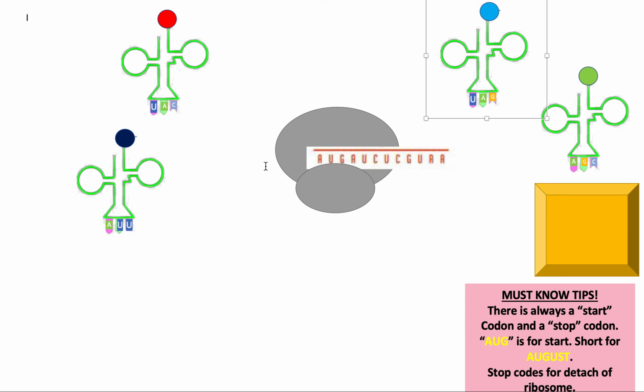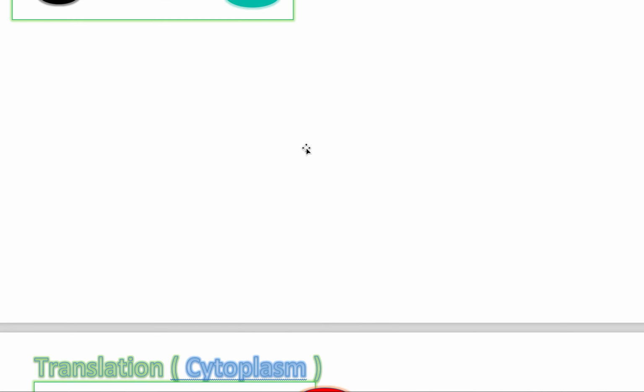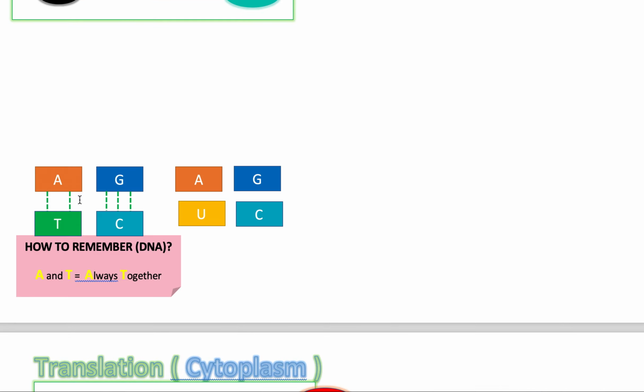Now, how it does that is by complementary base pairing. Remember, A always binds with a specific other letter, right? So what are the letters of DNA? This is important. The letters of DNA are A, T, G, and C. A always binds with T, right? And this is easy to remember because A and T are always together. So in DNA, A will always bind to T, G will always bind to C.